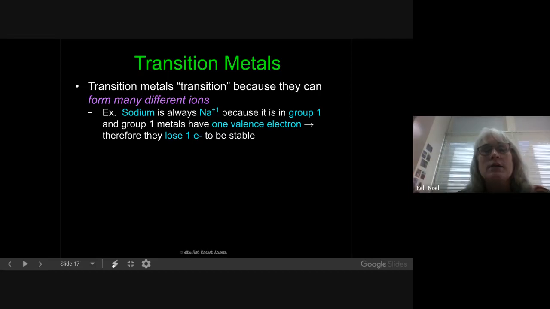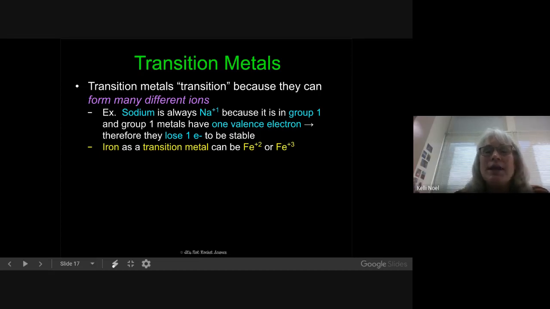So remember I said in the middle, those transition metals on the periodic table can be very tricky. They can form different ions. So sodium is always a +1 because it's in group 1 and it will lose 1 electron. But iron, that's a transition metal, can lose 2 or 3. So it has 2 possible ions.